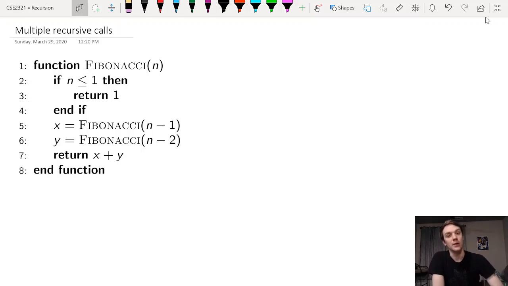Hello everyone. We're going to actually start a new topic now. We're going to start studying how we can analyze functions that make multiple recursive calls. The one we're going to start with is going to be computing the Fibonacci numbers. I will briefly explain what they are for anybody that's never seen them before.